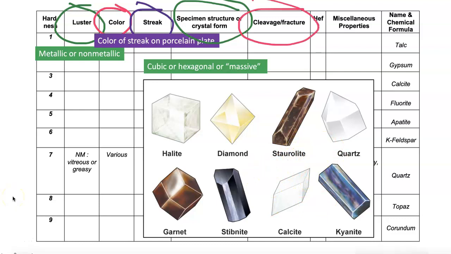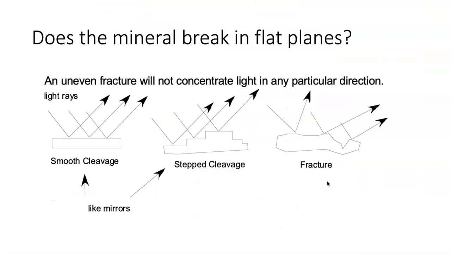The next thing you're going to look at is cleavage versus fracture. And this is probably one of the most difficult properties for brand new students to see in geology classes. This property is related to how a mineral breaks, not how it forms, which is shown in this diagram here, but how it breaks. Because minerals tend to break along planes of weakness, but not all minerals do.